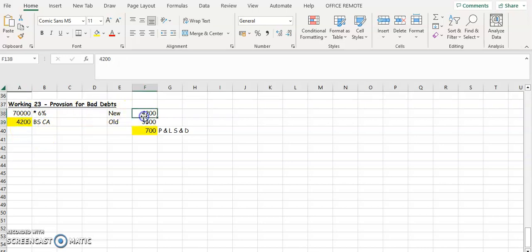That's our new provision, 4,200. Our old provision was 3,500 taken from the trial balance. So the difference is going to be 700. That's an increase in how much money we're not going to receive from our debtors. So it's going to be an expense, and it goes into your profit and loss in your selling and distribution.